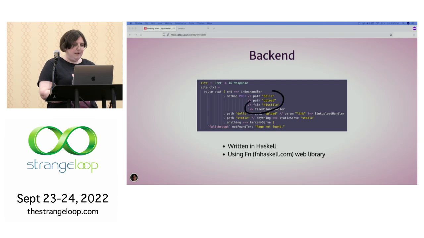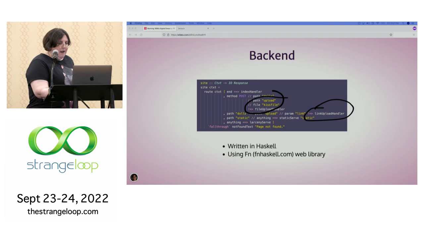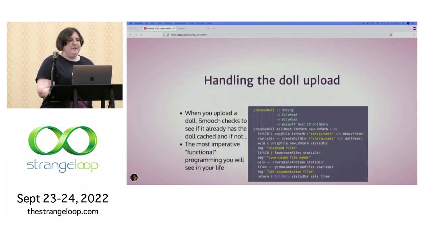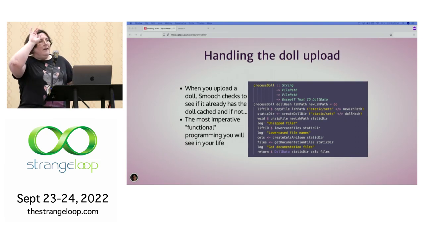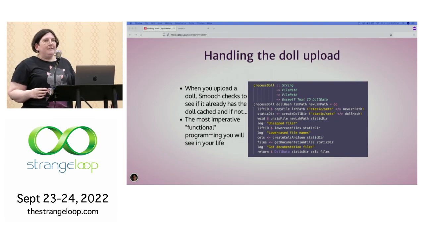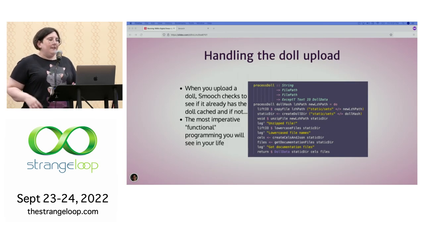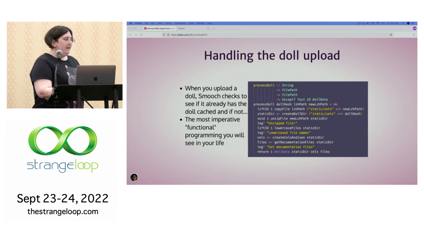So we have route 1 and another route. Both of them do exactly the same thing. They're just two different ways of uploading a doll. When you upload the doll, Smooch first checks to see if the doll's already cached, if somebody else has already uploaded it. And if not, then it starts processing the doll.